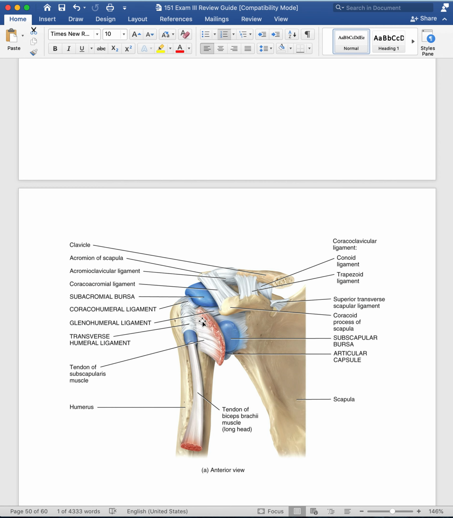We also are going to have a ligament that wraps around this. This is the transverse humeral ligament, and the glenohumeral ligament is going to be found inside the cavity of the actual shoulder socket. We also have some bursa, the subacromial bursa, or this is the subscapular bursa, and this here is going to be the bursa that's going to line the tendon of the biceps brachii.